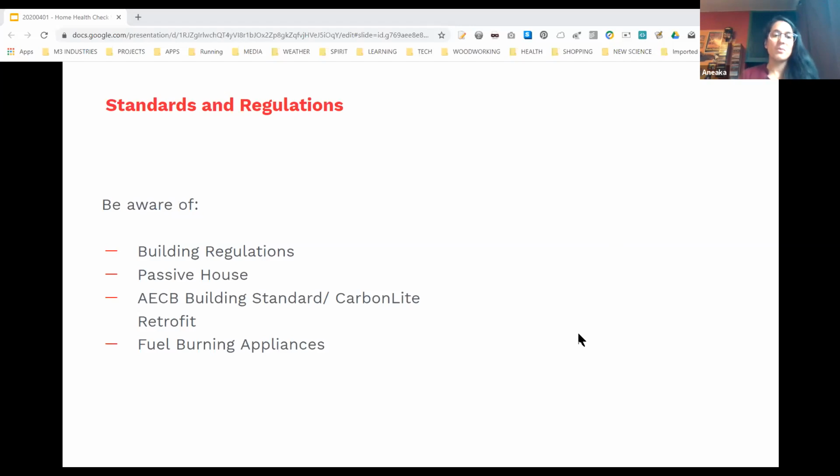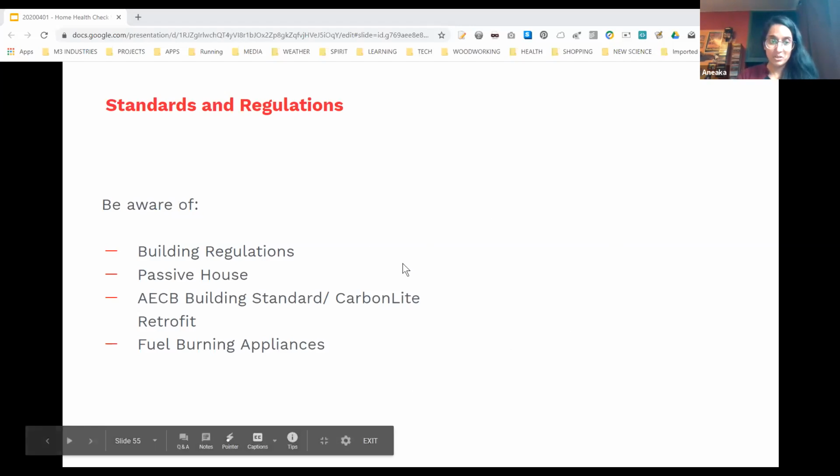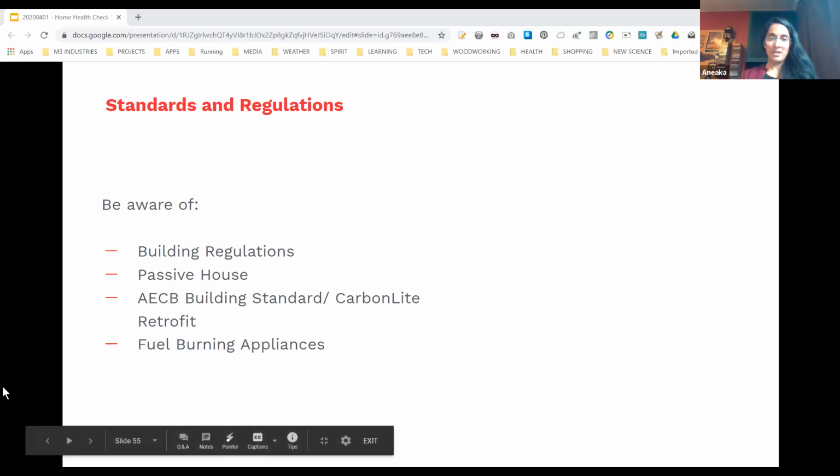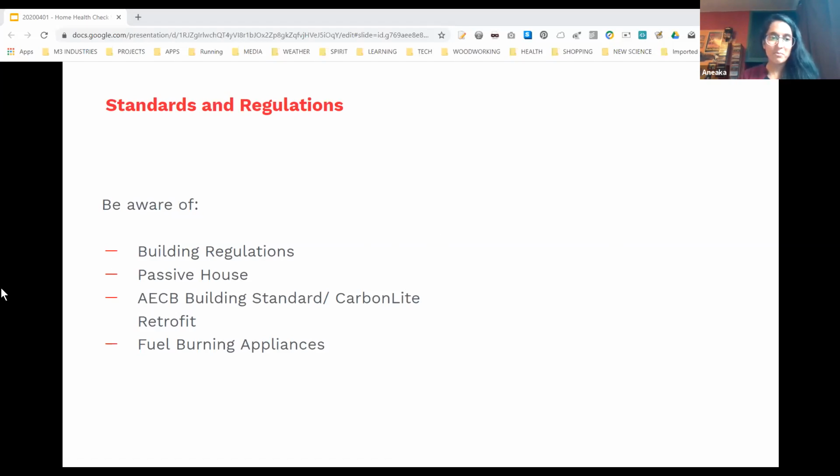So the things to be aware of: there's building regs, which everyone has to meet. There are some standards within Passive House certification around ventilation. There's AECB, the Association of Environment Conscious Building, and they have some standards around ventilation. And there's also some building reg information around fuel burning appliances. I'll just have a brief look at those to give you a sense of what needs thinking about when thinking about ventilation.